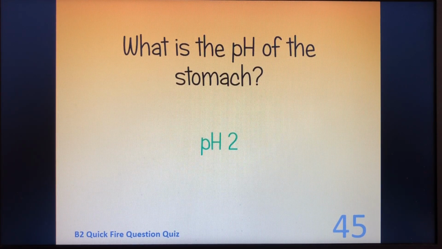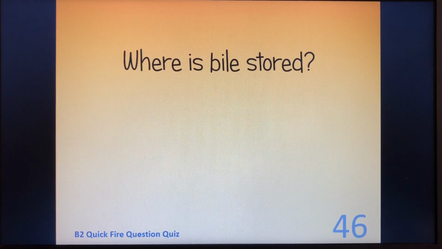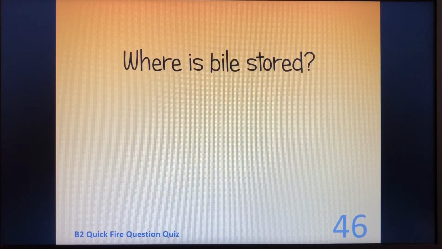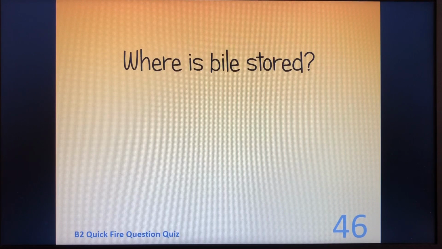Moving on, question 46. Where is the bile stored? So earlier we learnt about it emulsifying fats, we learnt about it being made in the liver. Where is it stored? This is an organ where it's also concentrated to remove water and make it more concentrated. And the answer is the gallbladder.